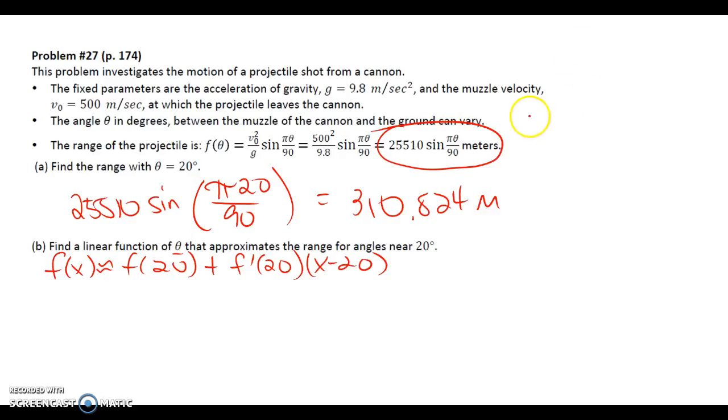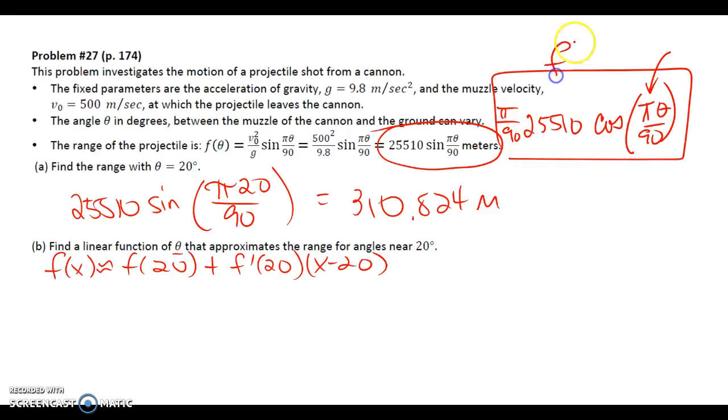So let's take the derivative of this thing. So it's going to be 25510 cosine, right? Derivative of sine is cosine. And then the derivative of the inside for our chain rule, which is just pi over 90 because theta is our variable, right? So I'm going to put pi over 90 up here. So here is our derivative, isn't it? F prime of this x.